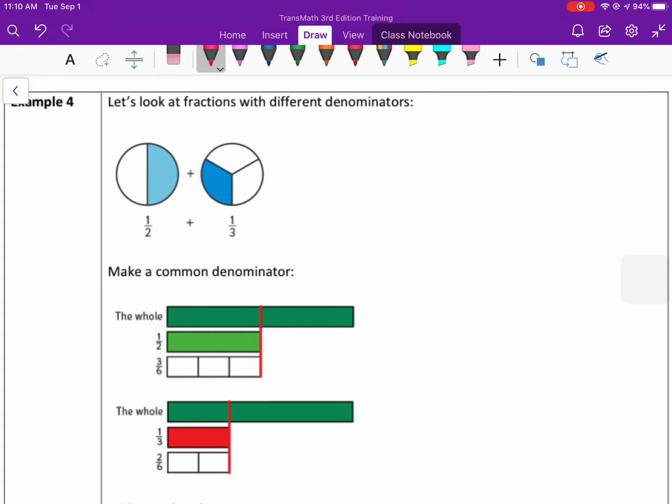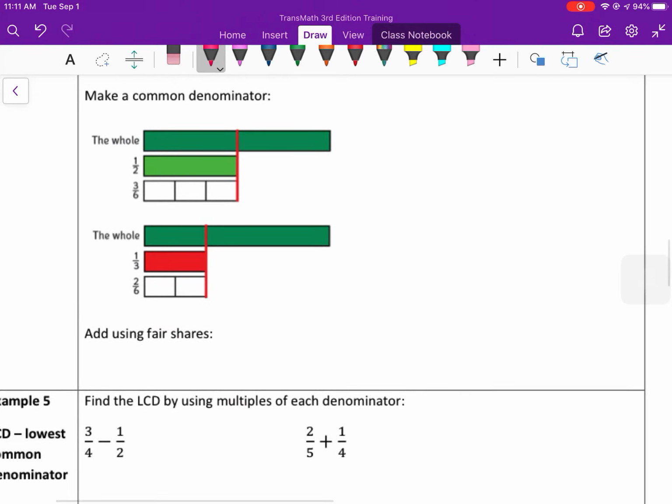So we need a way to make these fractions look the same in order to add them, and that's when we find a common denominator. So here's some fraction strips, and that helps you visualize it. So what does a third and a half have in common? They have a 1/6 in common.